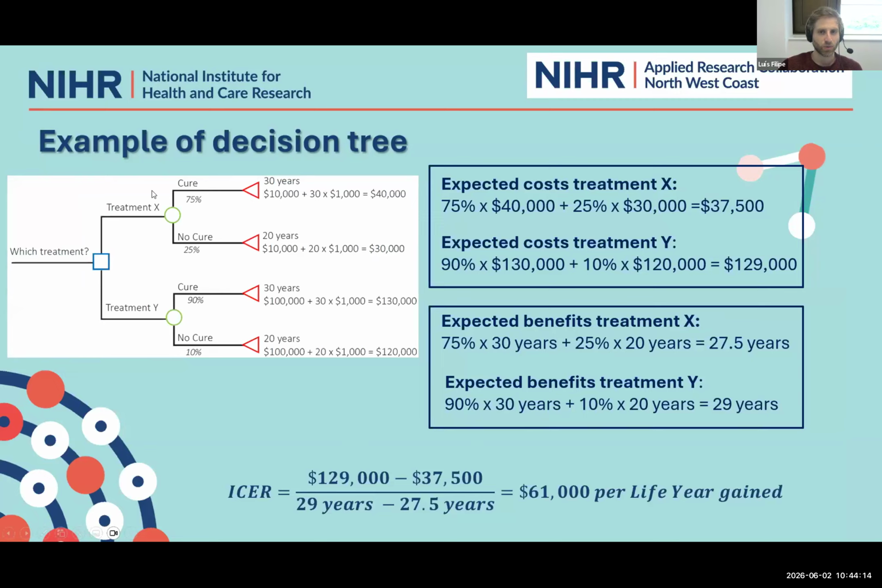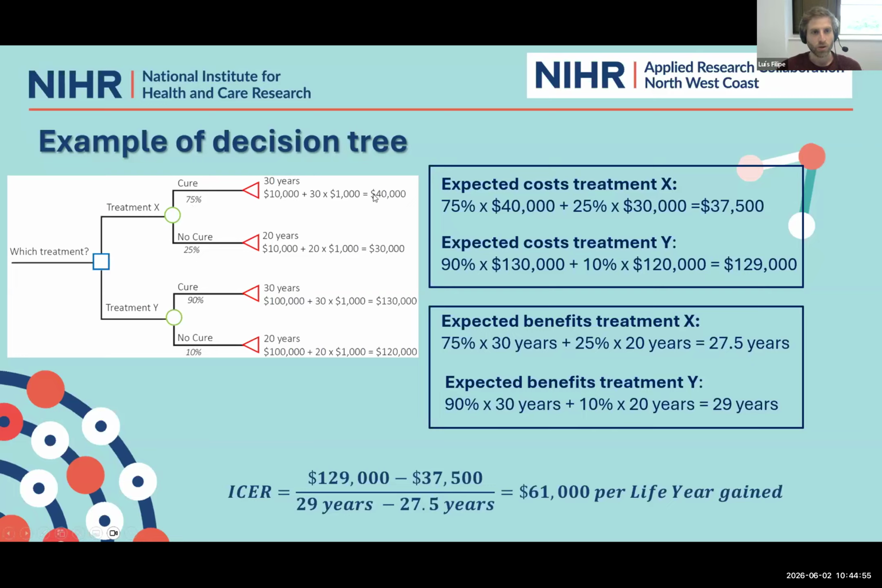So let's start trying to find the expected costs of treatment X. Then let's do the expected costs of treatment Y, then the expected benefits of treatment X, and the expected benefits of treatment Y. So let's start with the first one. What are the expected costs of treatment X? The costs, if there is a cure, are 40,000, not pounds, so here is dollars, sorry. And then if no cure occurs, it's 30,000. However, there is a probability of a cure occurring or not, so the expected cost will depend on that probability.